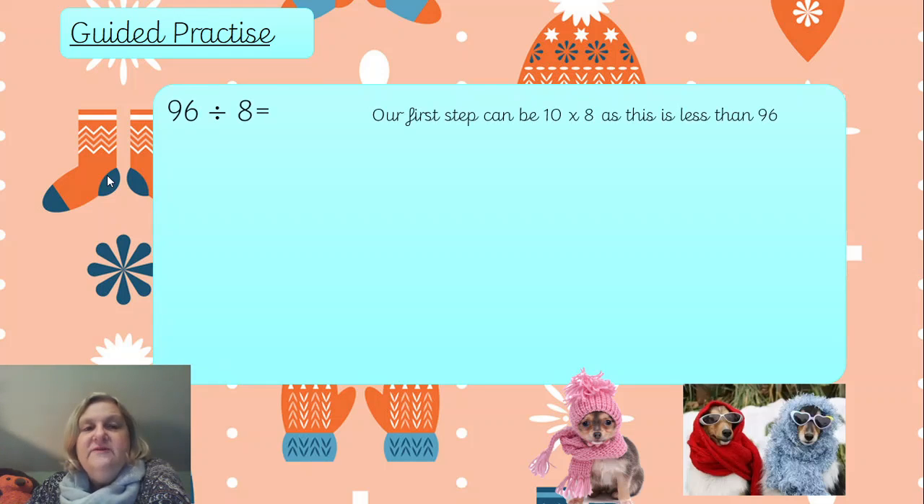So another one, we've got 96 divided by 8. Our first step can be 10 times 8, which is a whole lot easier than doing 10 jumps of 8 all the way up through our 8 times table. Well, that's good practice anyway. This is less than 96. If I can take a chunk off straight away, that's brilliant.